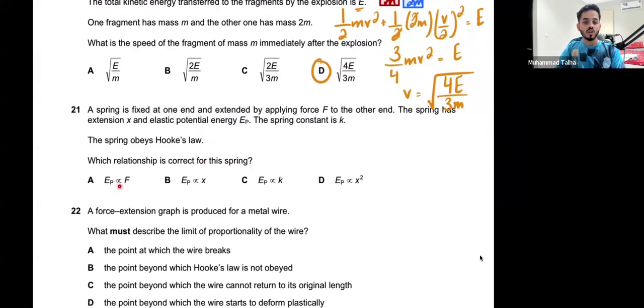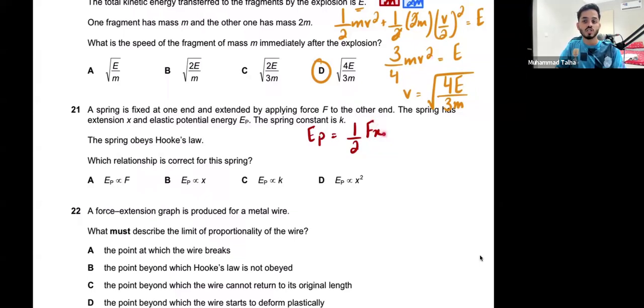EP is not just proportional to F. Now you guys might ask, why is this so when I know that the formula is half Fx? It is because F and x are also related within themselves, right? So that's why this is wrong. We can't just say it's directly proportional to F because the extension varies with force, right?